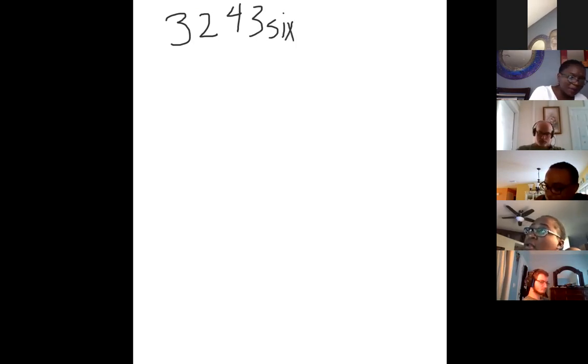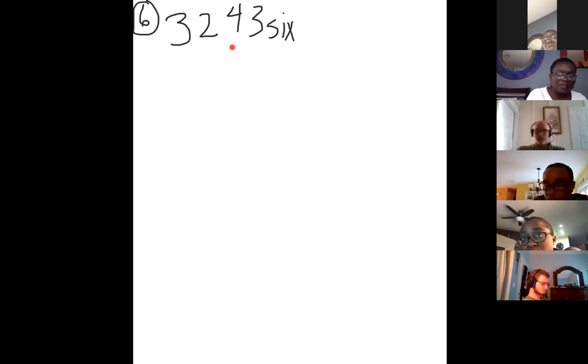And this one is problem number 6 from the same quiz. So you want to start off by counting out the place values. The 3 here represents 6 to the 0. The 4 represents 6 to the first power. The 2 represents 6 to the second power. The 3 represents 6 to the third power.